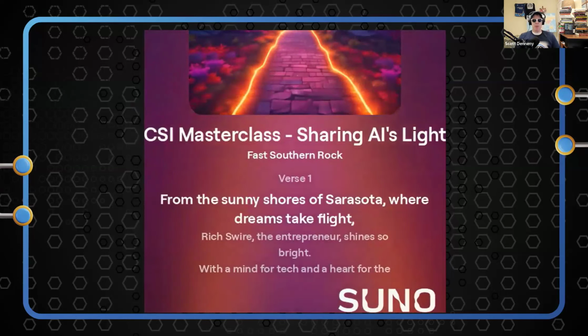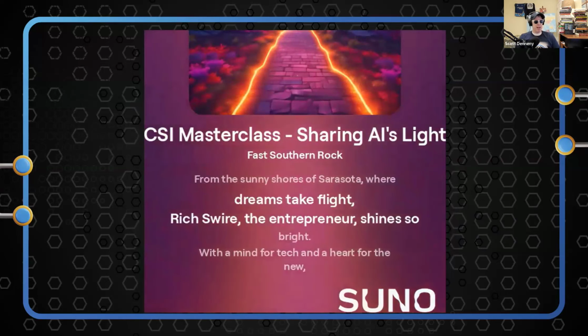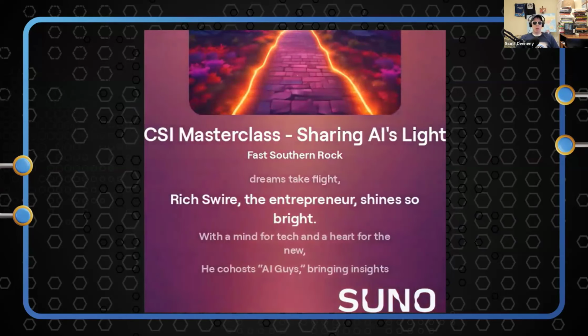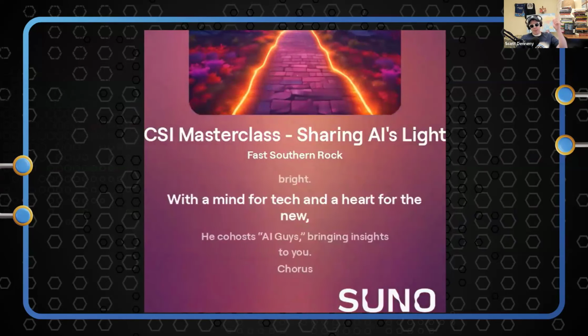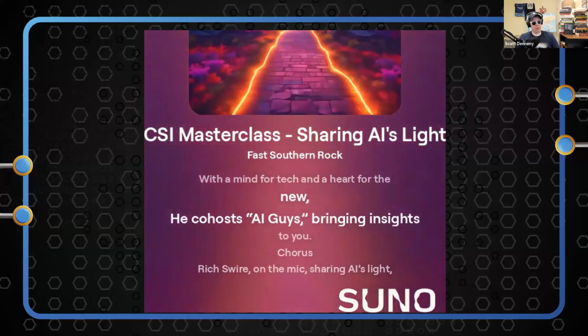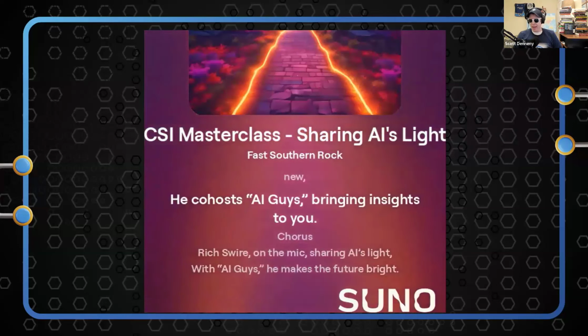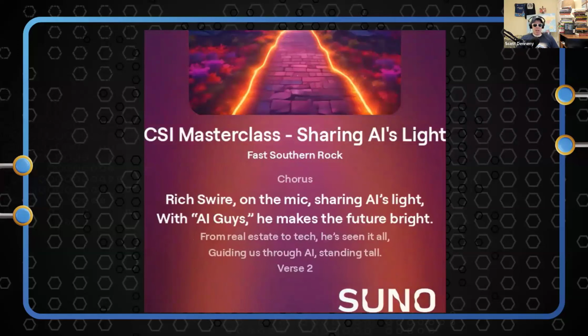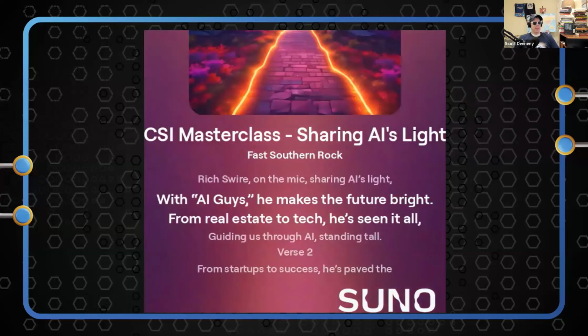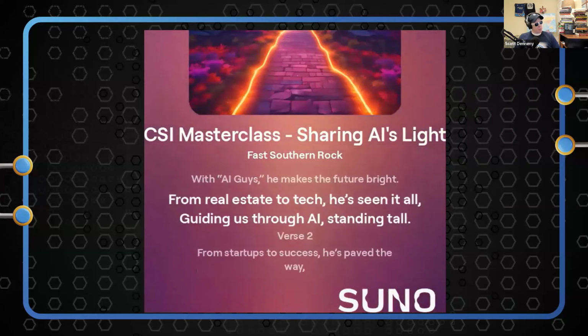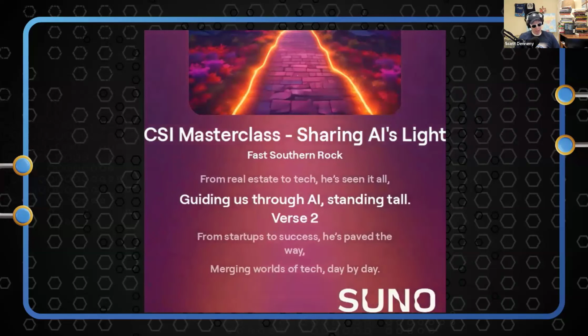From the sunny shores of Sarasota, where dreams take flight, Rich Wire, the entrepreneur, shines so bright. With a mind for tech and a heart for the new, he co-hosts AI Guys, bringing insights to you. Rich Swire on the mic, sharing AI's light. With AI Guys, he makes the future bright. From real estate to tech, he's seeing it all, guiding us through AI, standing tall.